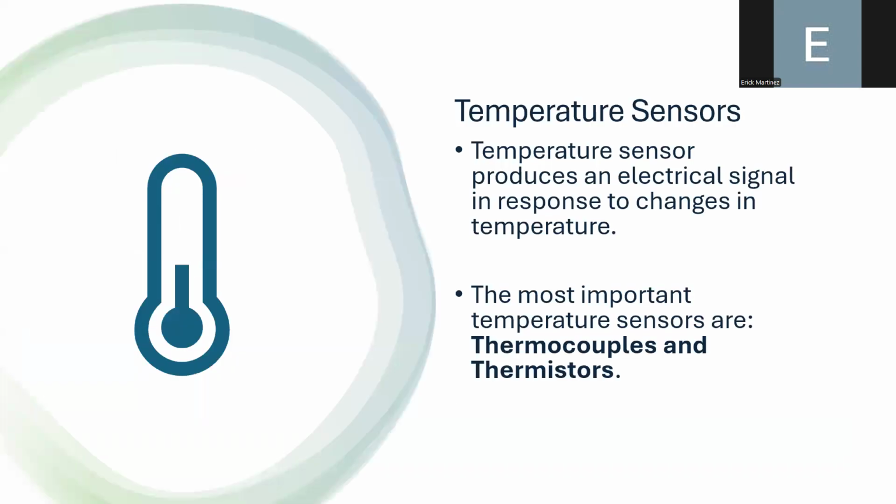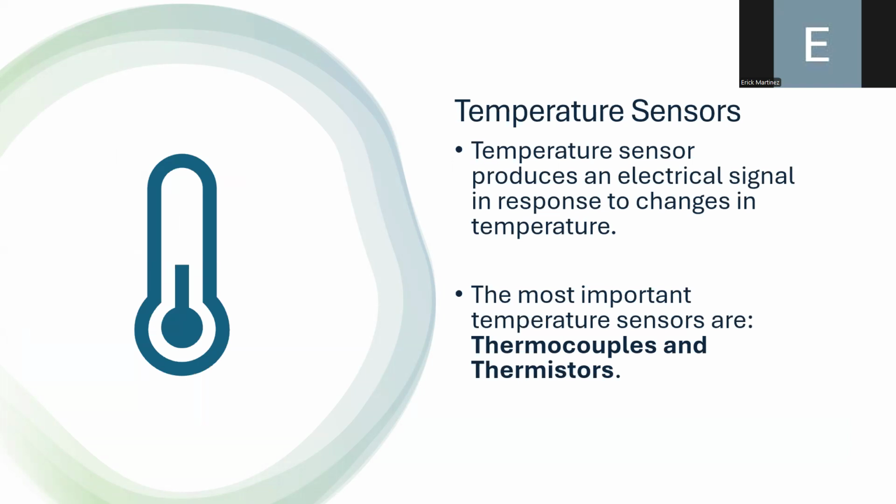And first, I want to discuss some of the sensors that we can use, in particular the ones that I described previously. First, we have temperature sensors. A temperature sensor, in simple terms, is basically a device that detects a change in temperature in the environment and produces an electrical signal.